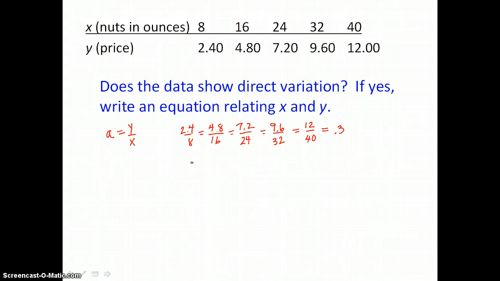We do have a constant of variation, so we can say yes, this data does represent direct variation, and when we write our direct variation equation, we know that that constant of variation is 0.3, so we can substitute it in for a, and here's our direct variation equation that relates x and y for this data. That constant of variation 0.3 is nothing more than a slope or a rate of change, and that rate of change is representing price per ounce. So we can see that the price for 1 ounce of nuts is going to be 30 cents.